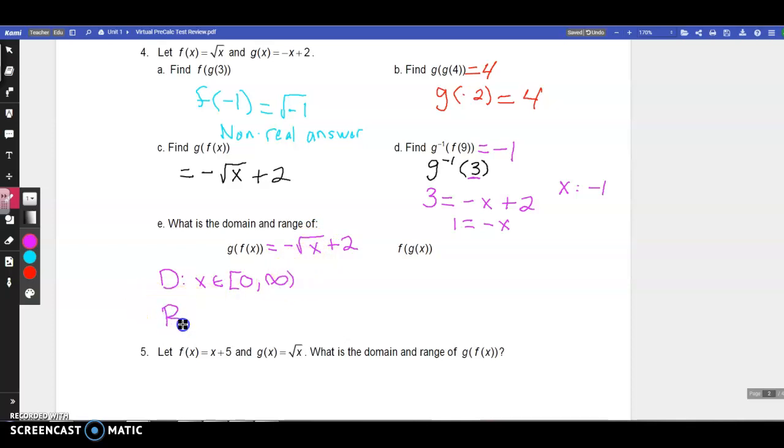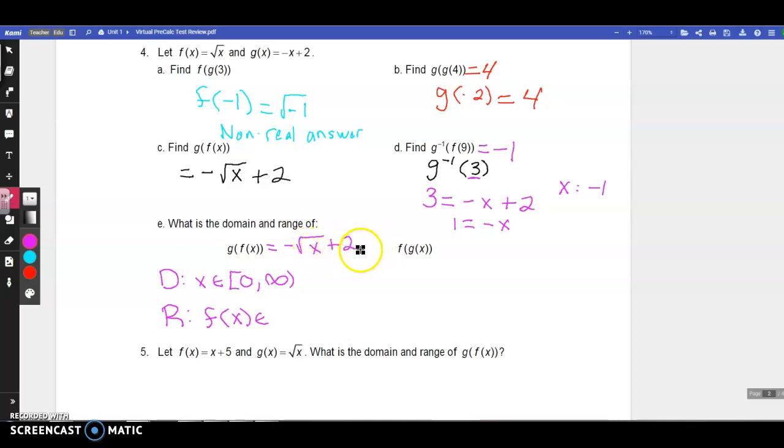Now, the range gets a little trickier here because we have the negative underneath the radical. So what I like to do is plug in some numbers and just see a trend. If I plug in 0, because that's the lowest value I can plug in, I get 0 plus 2 is 2. If I plug in 1, square root of 1 is 1, so I have negative 1 plus 2 is 1. So I've first got a 2 and then a 1. What happens if I plug in like 4? Square root of 4 is 2, negative 2 plus 2 is 0.